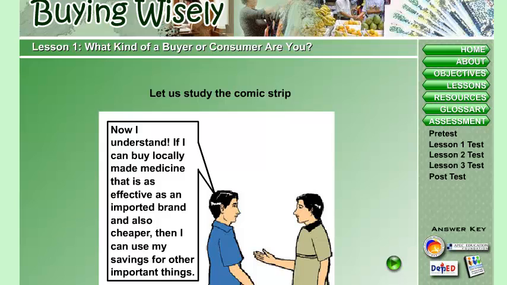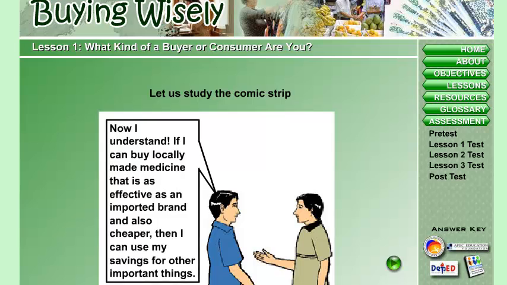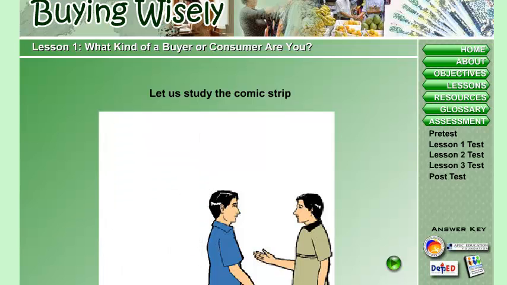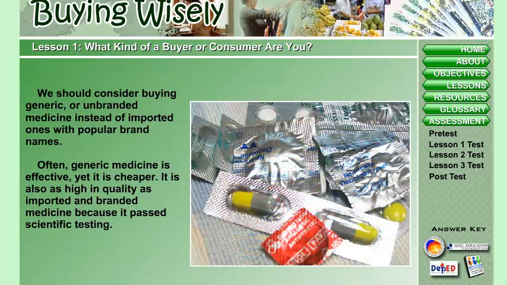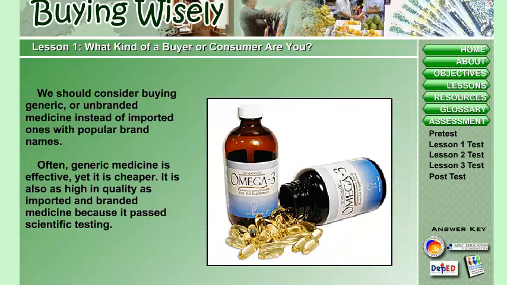Now I understand. If I can buy locally made medicine that is as effective as an imported brand and also cheaper, then I can use my savings for other important things. You should consider buying generic or unbranded medicine instead of imported ones with popular brand names. Often, generic medicine is effective, yet it is cheaper. It is also as high in quality as imported and branded medicine because it passed scientific testing.